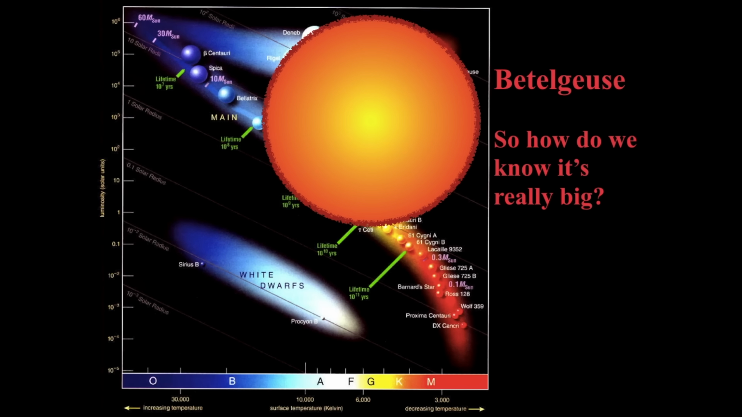Now, how do we know it's really that big? Remember, if we have a handle on the luminosity, there's a luminosity relationship, the Stefan-Boltzmann relationship, where the luminosity is equal to the surface area times the temperature to the fourth power. So if we have a way of measuring the absolute luminosity, and we know its temperature, which is obvious from the spectrum, then we can determine its radius and determine it's an extraordinarily large star. And that's the Stefan-Boltzmann relationship.